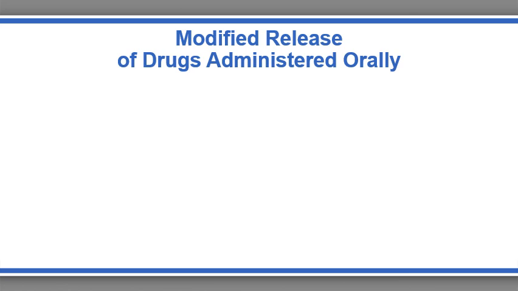So the modification of the release of drugs that are administered orally. This is an important thing. There may be certain aspects of the drug, so additional drug disposition may occur in the systemic circulation and potentially reduce the concentration of the drug available to the target tissue. So how a drug is made will sometimes dictate how the drug gets released.